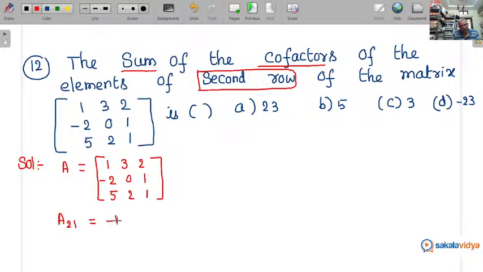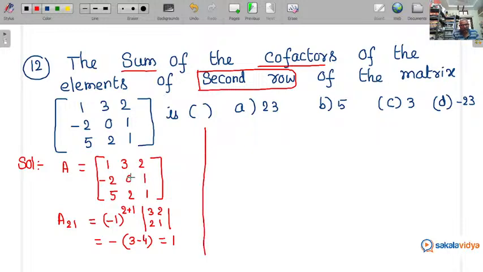This is equal to minus 1 to the power of 2 plus 1, and the determinant of deleting this row and this column: 3 2, 2 1. So minus 1 cubed is negative, 3 minus 4. So 1 is completed.